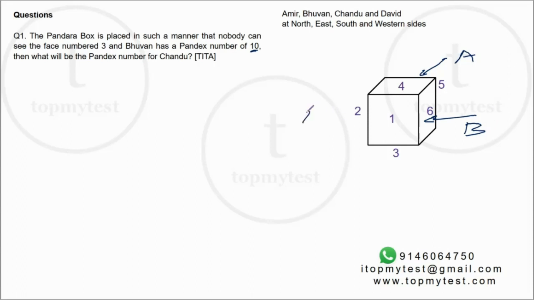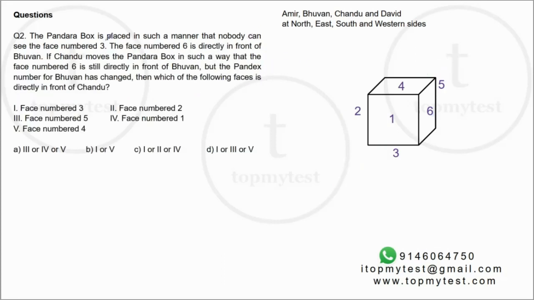So this will be Amer. Opposite Bhuvan is David. And opposite Amer is Chandu. Okay. So Chandu is facing 1, David is facing 2. The question is, what will be the pandex number for Chandu? For Chandu, the pandex number will be 1 plus 4, 5. Pretty straightforward.